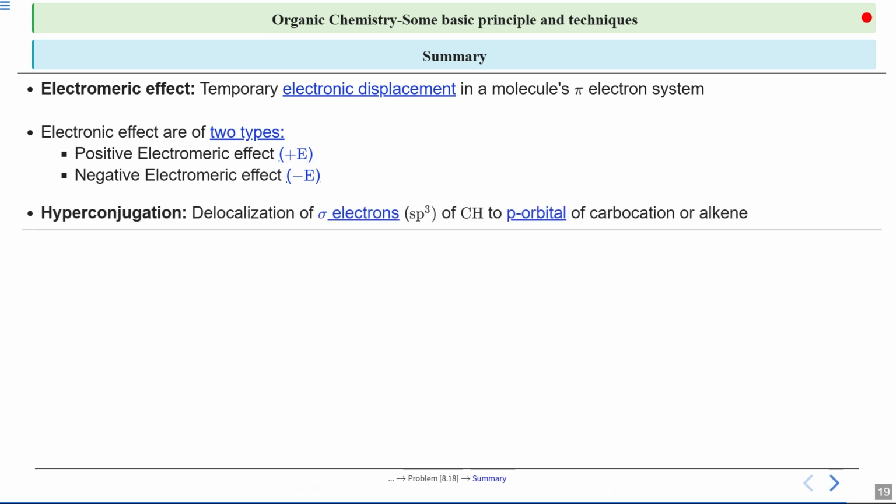After that, we studied hyperconjugation, which is basically the delocalization of sigma electrons from the sp3 C-H bond to the p orbital of a carbocation or alkene. So this was all for today's class.